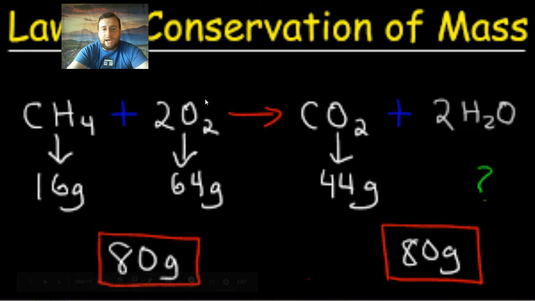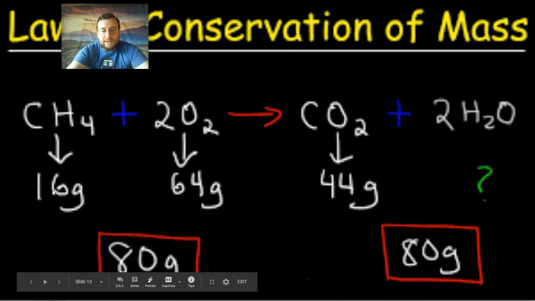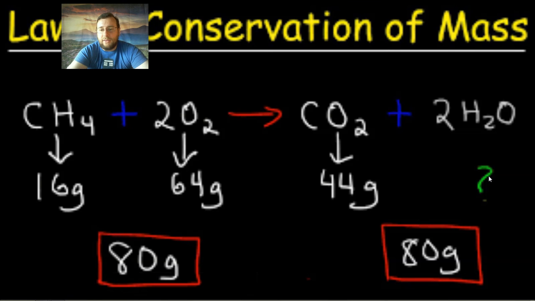All right, so this is the reaction we just saw a moment ago. Do you remember what the answer was? If not, let's figure it out. We know that 16 plus 64 is 80 grams. That means that there must also be 80 grams in the products. But if you have 44 grams of this, how much do you have to have of that? 36, right? So you have to have 36 grams of the other one.